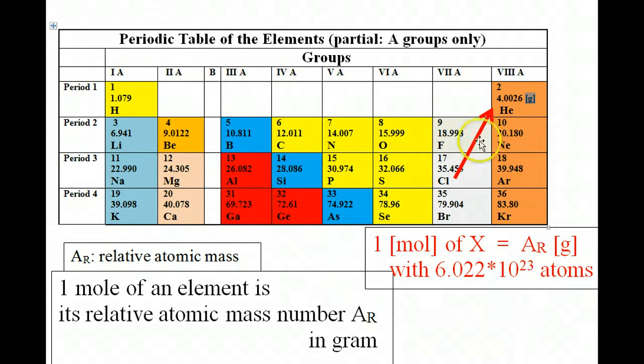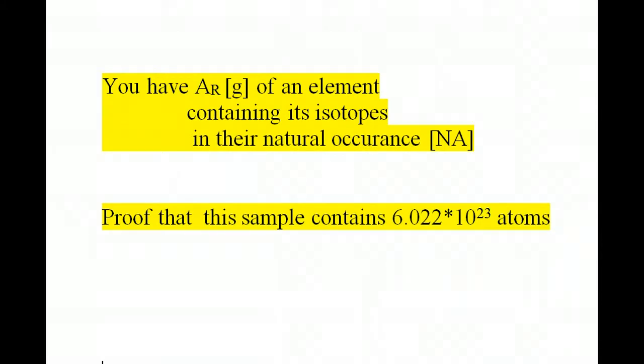What is 1 mole of krypton? It is 83.80 gram. So we say that this is true for every element on this earth. But we want to prove this. Let's say you have Ar gram of an element containing its isotopes in their natural occurrence. Prove that this sample contains 6.022 multiplied by 10 to the power of 23 atoms.